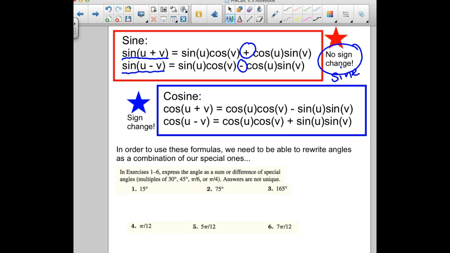So there is no sign change for sine, right? The signs stay the same when you're dealing with the sine of a sum. All right, for cosines, the sign does change. So if you think of these two, the sign changes. If you have a plus here, you have a minus here. If you have a minus here, you have a plus there. That's what we mean by the sign changing. Now, for cosine, the formula says the cosine of u plus v is the cosine of both of them multiplied together minus the sine of both angles multiplied together.